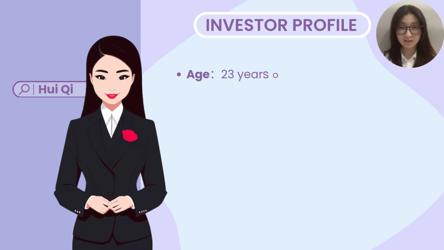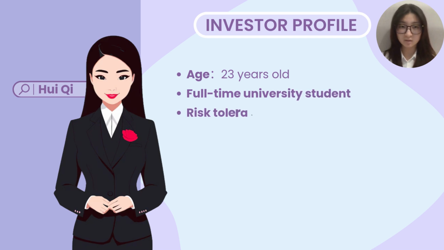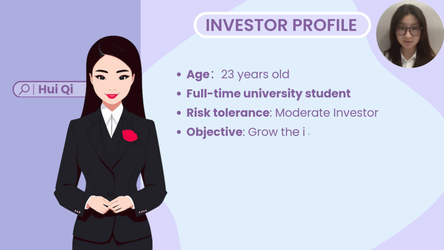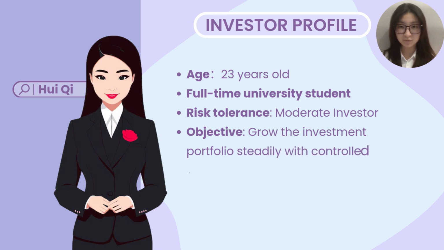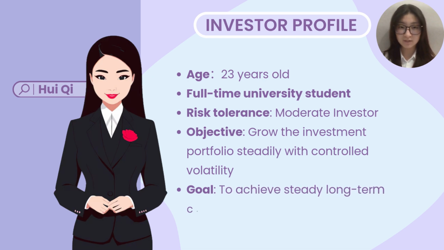My name's Hui Qi. I'm a 23-year-old full-time university student with a moderate risk tolerance. My primary investment objective is to grow my portfolio steadily by balancing risk and return to achieve consistent long-term capital growth without unnecessary volatility. I aim to build a strong and diversified portfolio that performs reliably over time, even through the market ups and downs.